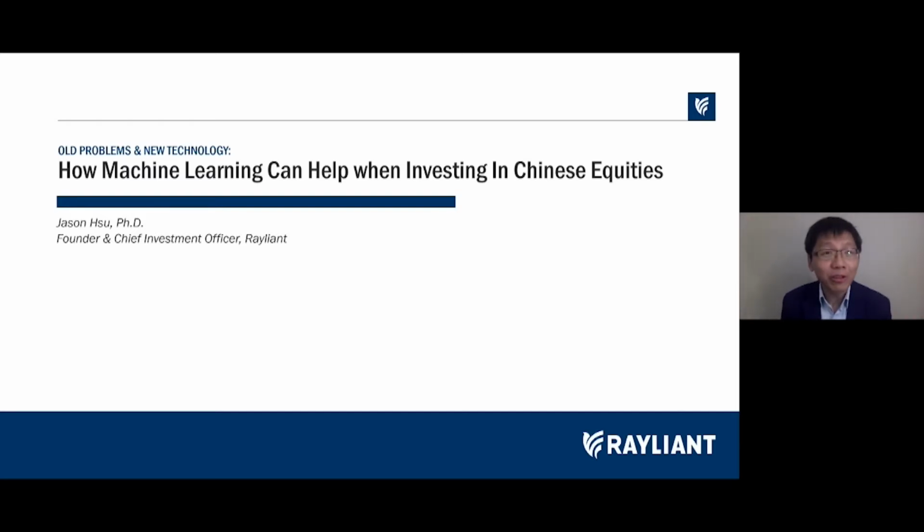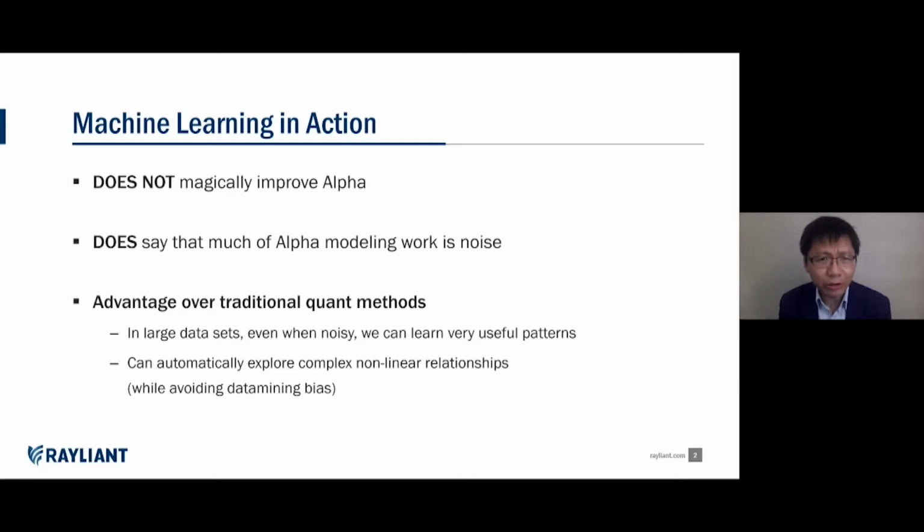Today, I'll be talking with you about applying machine learning to help you invest better in the Chinese equities market. Now, a lot has been said about machine learning. What I want to say today is that machine learning doesn't just magically give you alpha. It actually takes a lot more work to make it work properly.